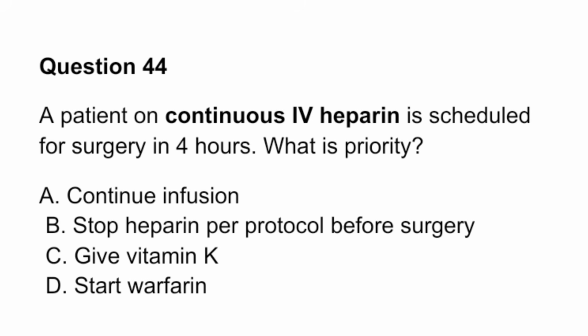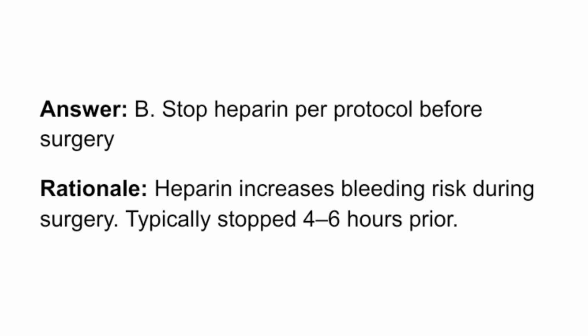Question 44. A patient on continuous IV heparin is scheduled for surgery in 4 hours. What is priority? A. Continue infusion. B. Stop heparin per protocol before surgery. C. Give vitamin K. D. Start warfarin. Answer: B. Stop heparin per protocol before surgery. Rationale: heparin increases bleeding risk during surgery, typically stopped 4 to 6 hours prior.